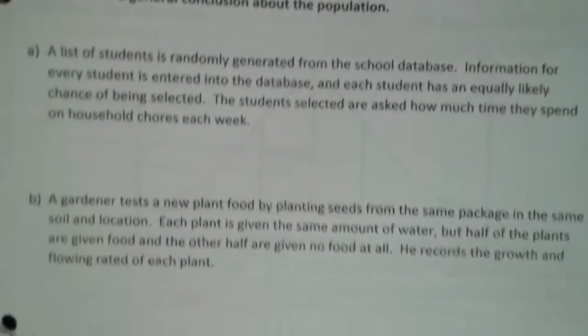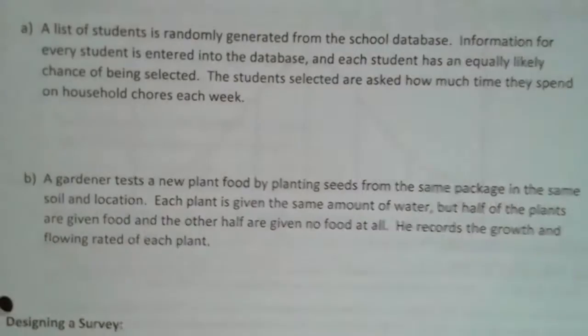More situations. A list of students is randomly generated from the school database. Information for every student is entered in the database, and each student has an equally likely chance of being selected. So what are we trying to do here? Identify the type of study method. So that's the first 4 questions, right? And whether the sample statistics could be used to make a general conclusion.